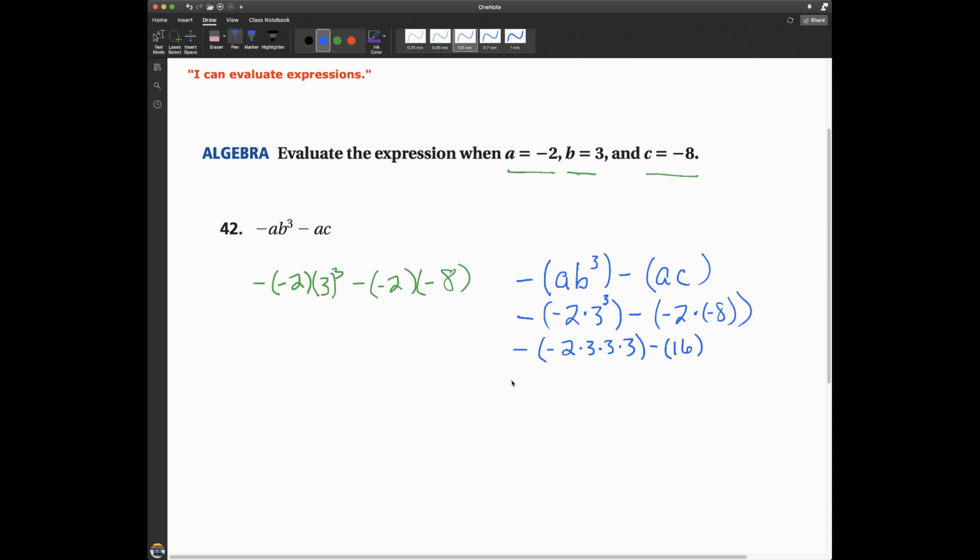Okay? Let's go ahead and do the multiplication in these parentheses. So 3 times 3 is 9. 9 times 3 is 27. 27 times negative 2 is negative 54. Then I have minus. Now there's nothing in the parentheses for me to do, so I can just drop them off.